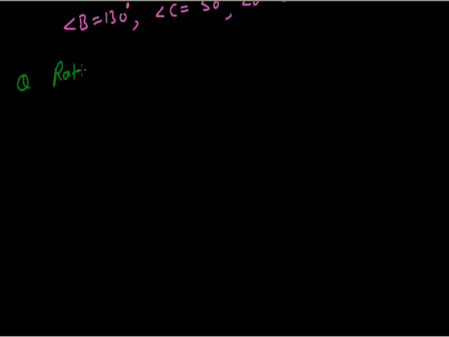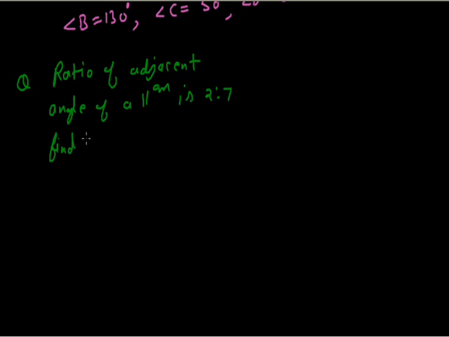The ratio of adjacent angles of a parallelogram is 2:7. Then find the angles of the parallelogram.